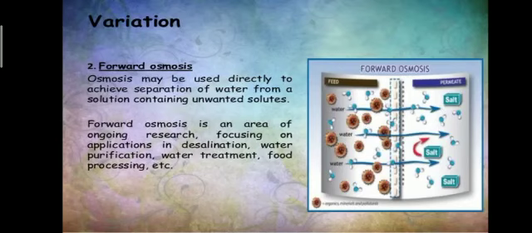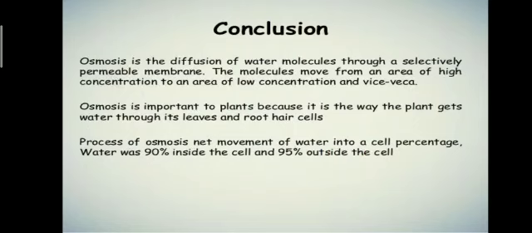Osmosis may be used directly to achieve separation of water from a solution containing unwanted solutes. Forward osmosis is an area of ongoing research focusing on applications in desalination, water purification, water treatment, and food processing. So we can conclude that osmosis is the diffusion of water molecules through a selectively permeable membrane. The molecules move from an area of high concentration to an area of low concentration and vice versa.